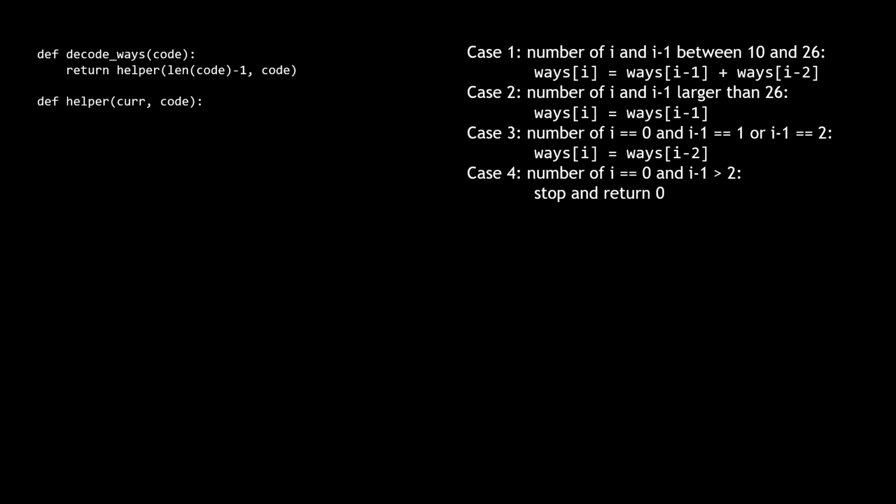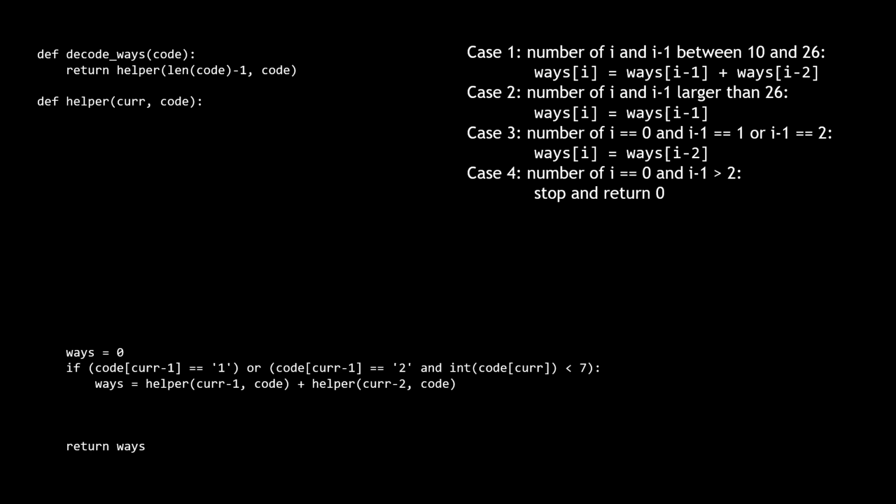Before we handle the base cases, let's handle the four recursive cases we were talking about earlier. Our first case is if the current index and the one to the left form a number between 10 and 26. In this case, we're going to recursively call the cur minus 1 and cur minus 2 subproblems and sum them together. The other case is that the number is not between 10 and 26. So in that case, as we discussed earlier, we can call the I minus 1 subproblem.